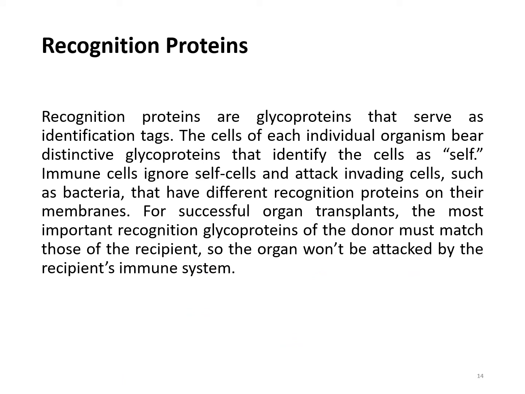Next is recognition proteins, which are actually glycoproteins that serve as identification tags. The cells of each individual organism bear distinctive glycoproteins that identify the cell as self. Immune cells ignore self cells and attack invading or foreign cells, such as bacteria, that have different recognition proteins on their membranes. For example, in organ transplant, the most important recognition glycoproteins of the donor must match those of the recipient so the organ won't be attacked by the recipient's immune system.